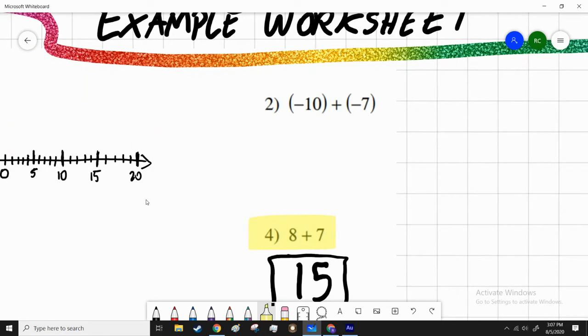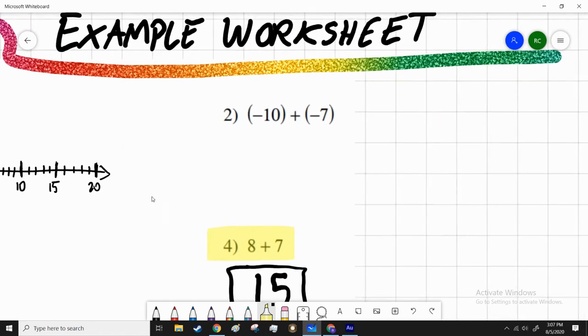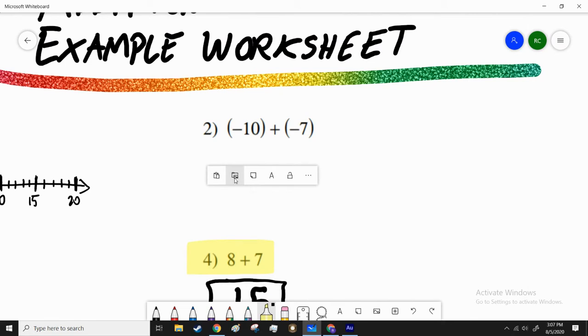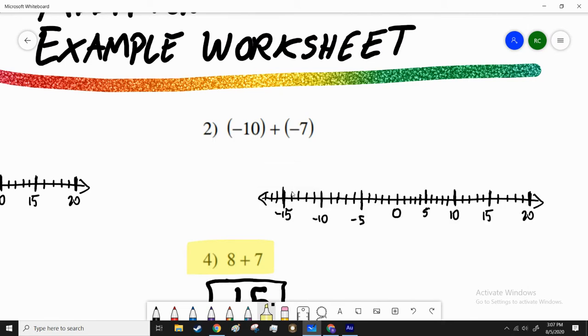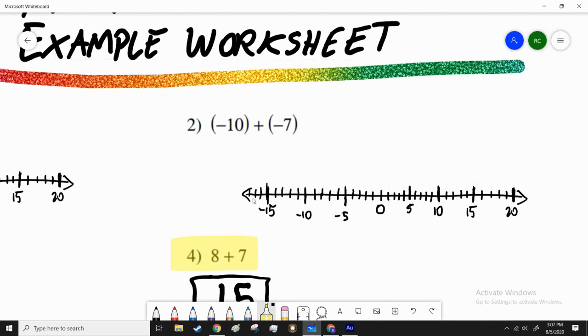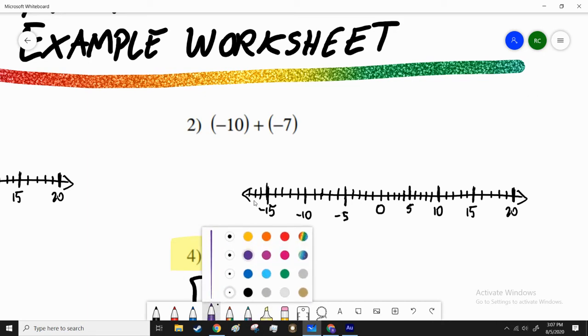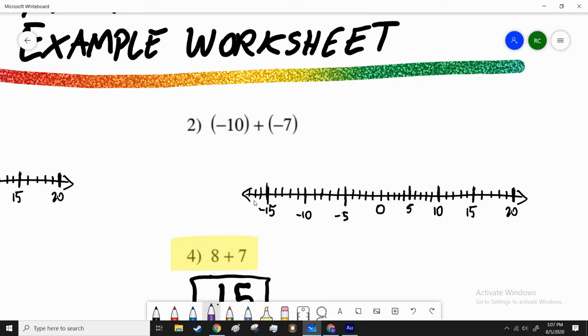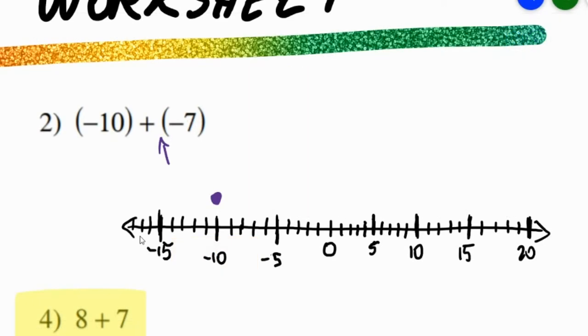Let's take a look at number 2. Negative 10 plus negative 7. Well, this is kind of unfortunate because it looks like I'm not going to be able to fit this on my... Oh, yes, I will. Okay, good. I thought it wouldn't fit on the number line, but it will. Use purple this time. So we're starting at negative 10. Now, this isn't actually a combination that we've seen before, plus negative 7. Right? We've talked about minus a negative, but we haven't talked about plus a negative.